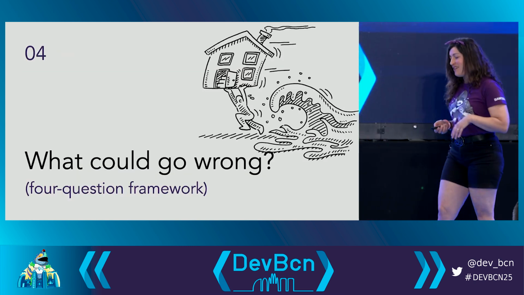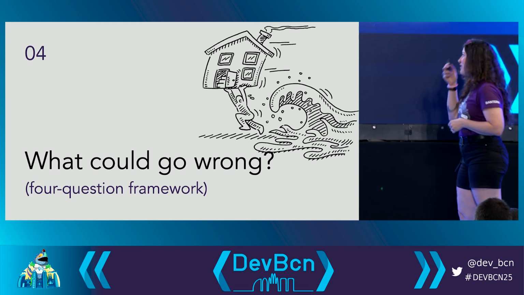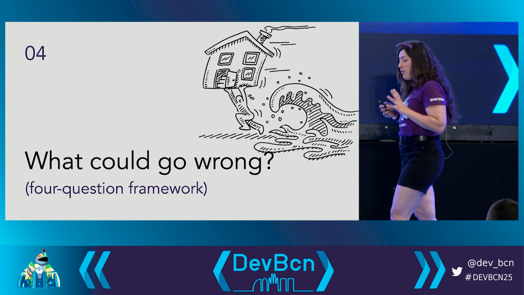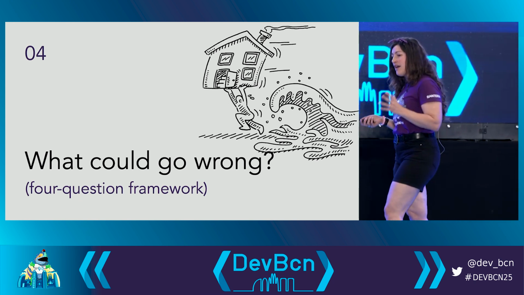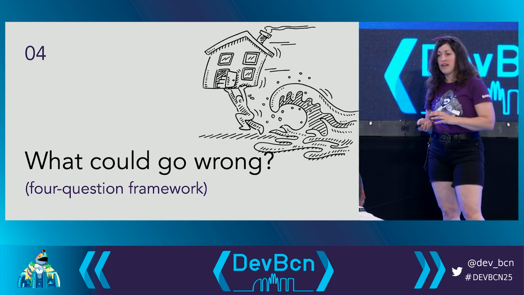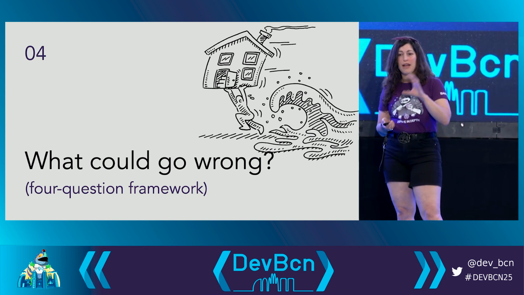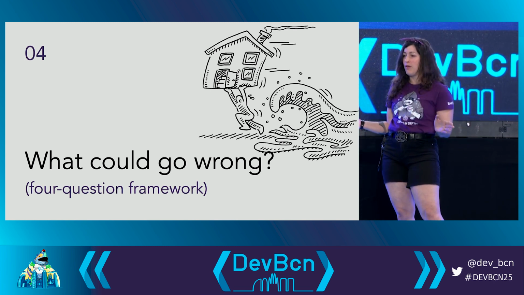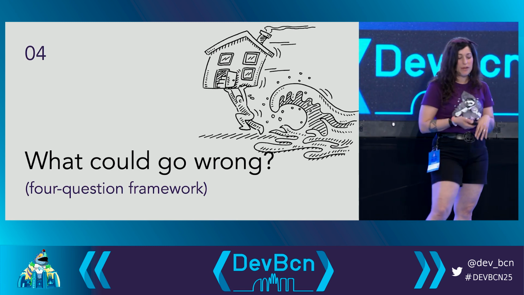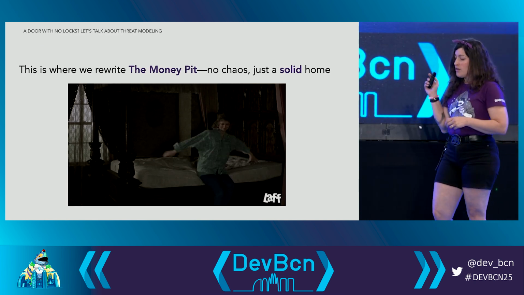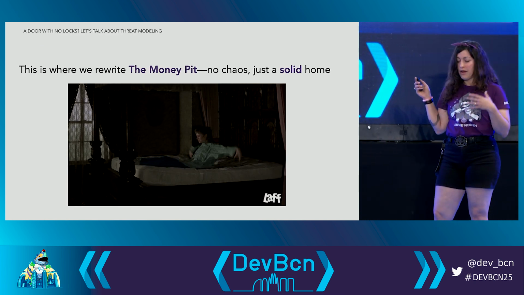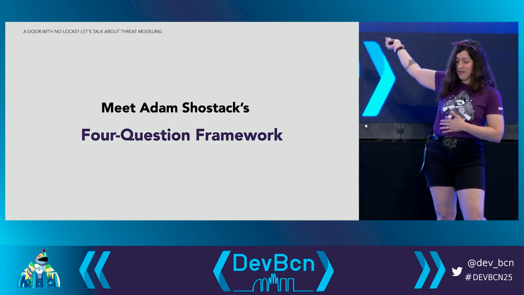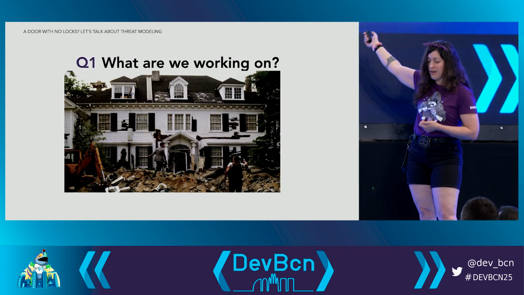OK, having said that, let's go to the actual process. This is a 4-question framework, also designed by Adam Shostack, and it covers 4 main questions. It is an easy way to remember the steps of threat modeling if you think about these questions, okay? Because they tell you what to do. So, let's dig into the 4-question framework.